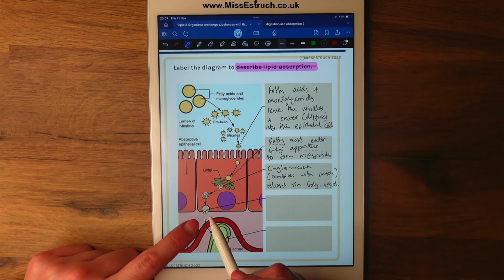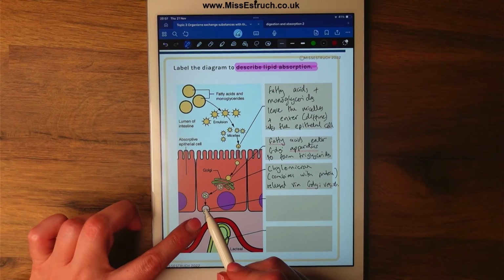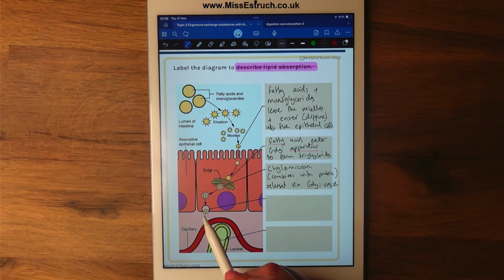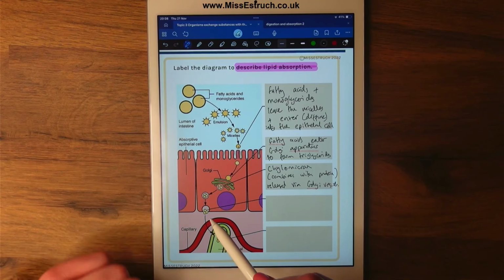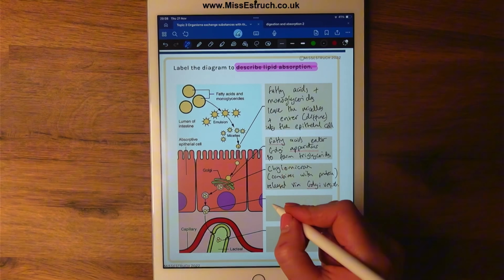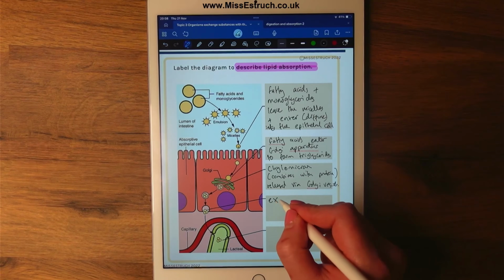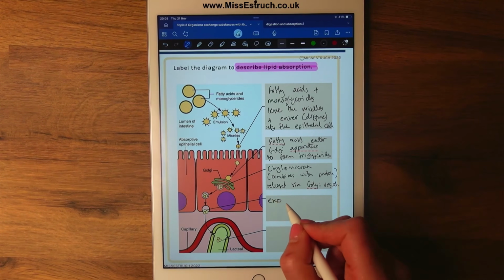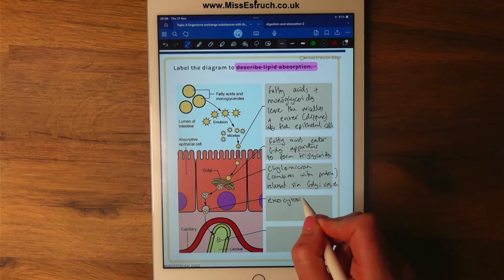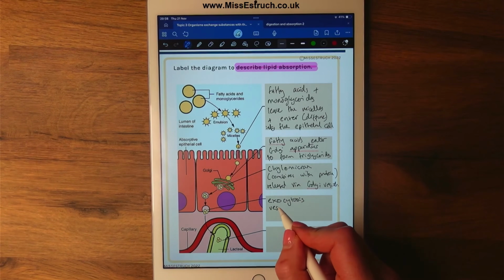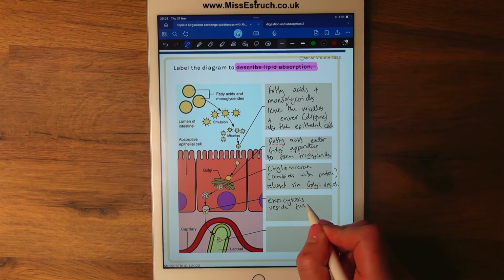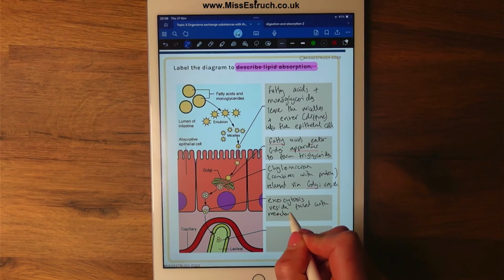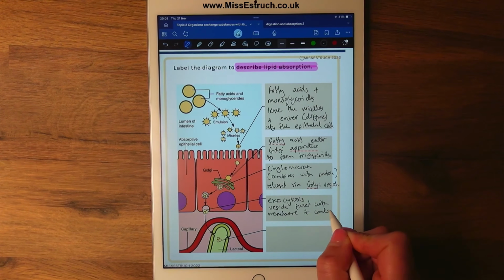And we can then see at this point that the Golgi vesicle is fused with the cell surface membrane again, and we have this exocytosis to release the contents of that vesicle to the outside. So we've got exocytosis: vesicle fused with membrane, and contents released.